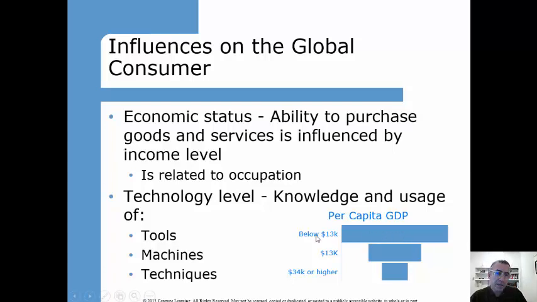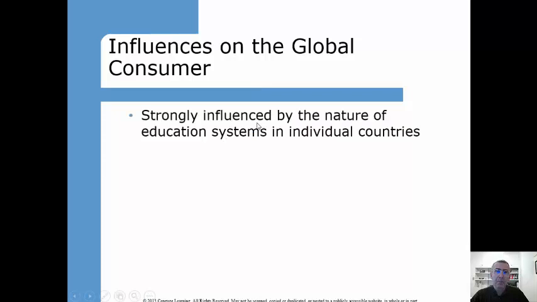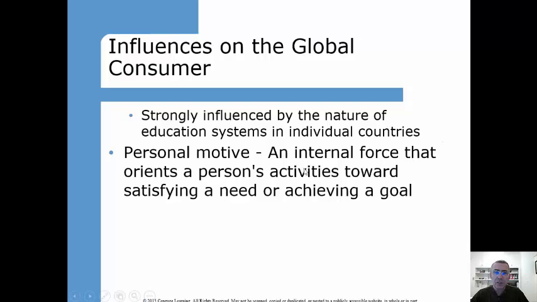$13,000. In fact, for those of you who took global business, you remember the pyramid that we had showing, I believe, something like $2 trillion or $3 trillion. Sorry, I'm going from memory. Makes less than $2,000 a year. Most people on the planet make less than $20,000 a year. If I remember correctly, we have about a billion people making more than that. Strongly influenced by the nature of the education system in individual countries.